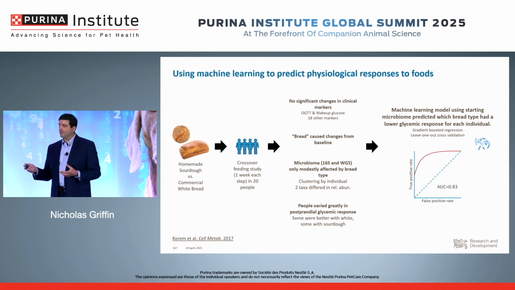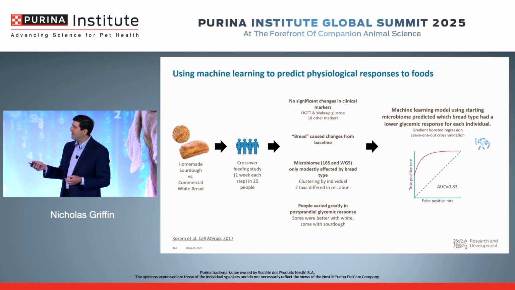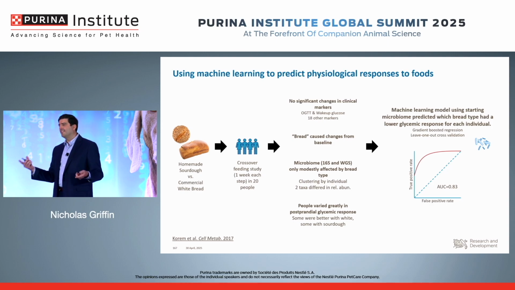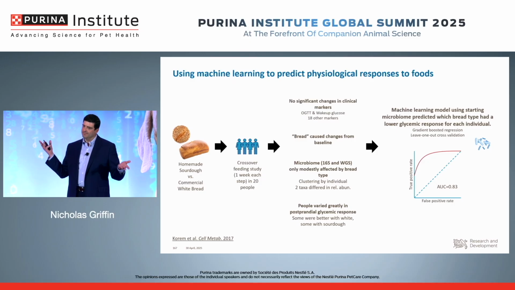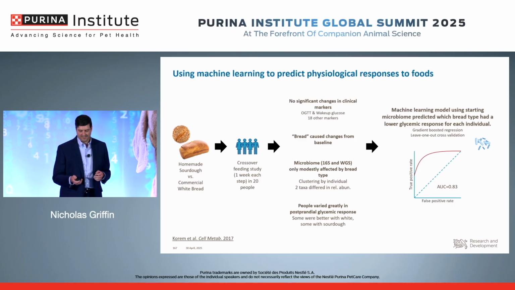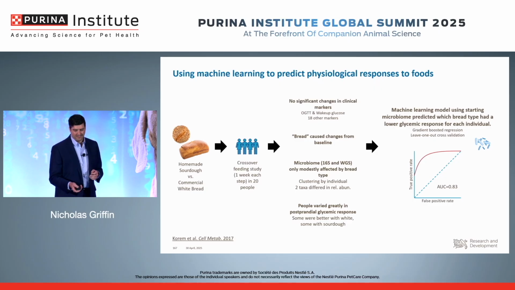And what they found was that they could actually build a model based on the starting microbiome of these people to predict whether or not they would have a better glycemic response to the sourdough or the white bread. So is sourdough bread better than white bread? I would say yes, but biologically probably it varies. Your mileage will vary, and your microbiome probably has something to say about it.